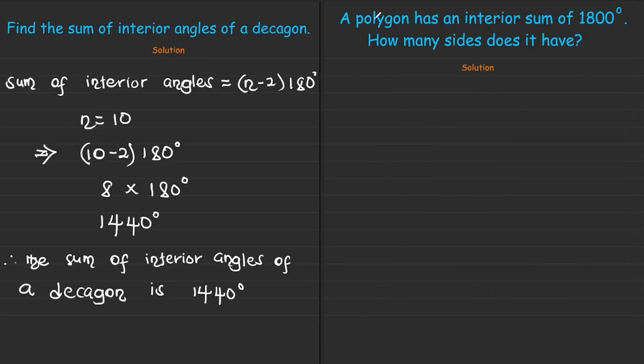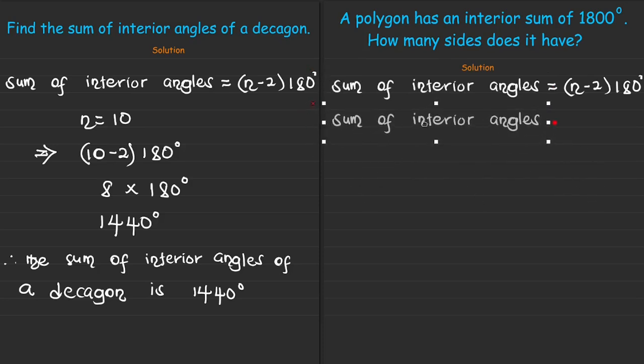So looking at our last question here, it says a polygon has an interior sum of 1800 degrees. How many sides does it have? This question has actually already given us the sum. Hence what we want is the n. Now as always, we know our formula, which says the sum of interior angles is equal to n minus 2 then times 180. Meanwhile, we've already been given the sum of the interior angles, and its value is 1800. But the n is what we don't have.